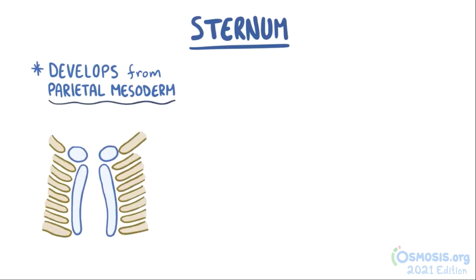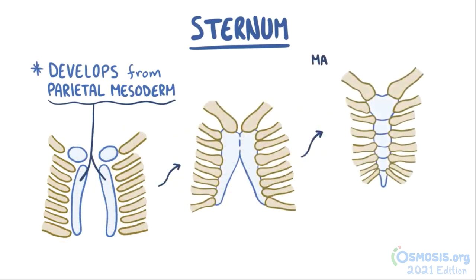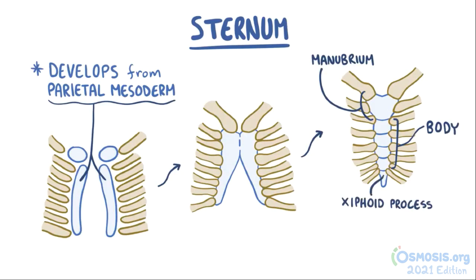Here, the parietal mesoderm organizes as a pair of vertically oriented cartilaginous bars on either side of the midline, which eventually fuse and differentiate into the 3 parts of the sternum: the broad manubrium at the top, the main body of the sternum, and the small xiphoid process at the bottom.